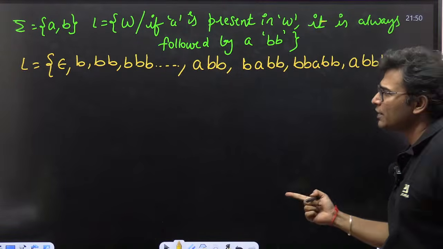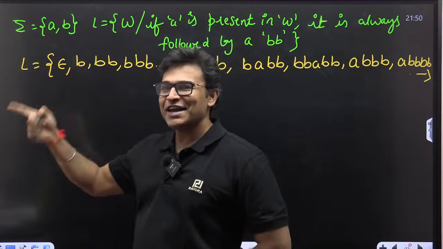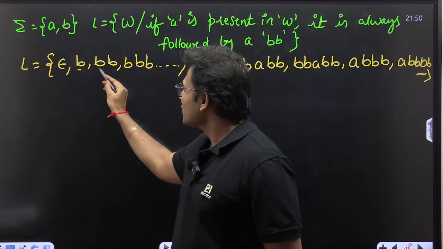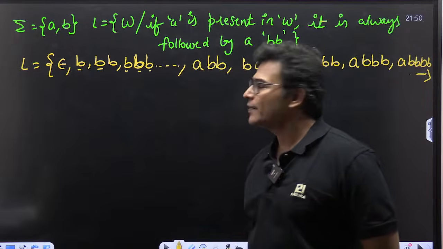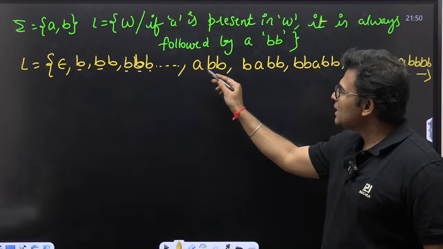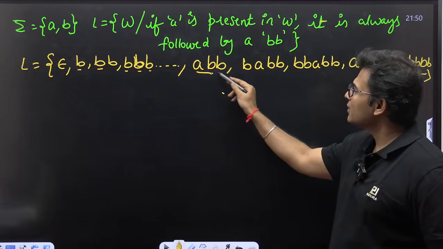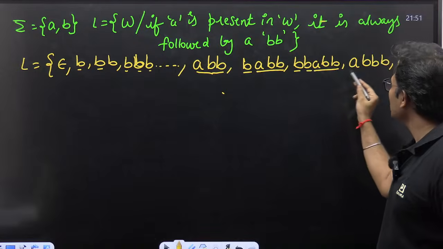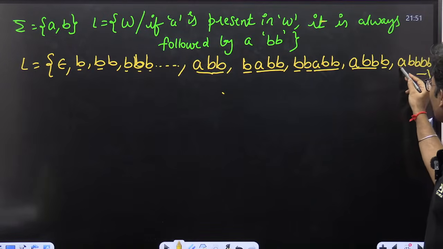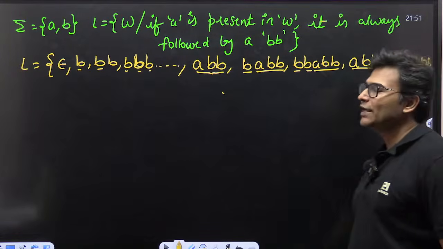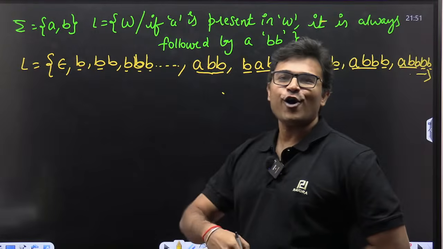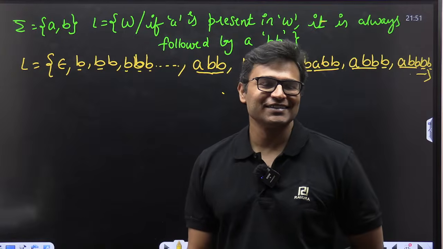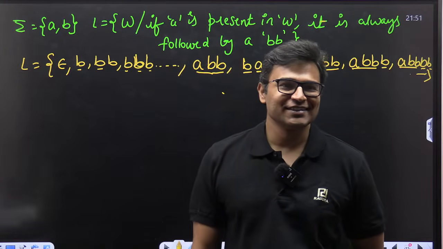Now, if you observe it, every string in this language is constructed using two things. The building blocks are either b or abb. So building blocks are either abb or b. What is the regular expression?